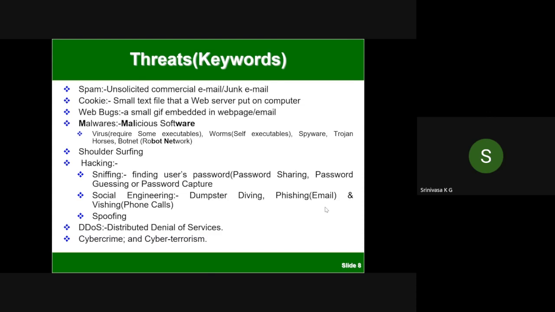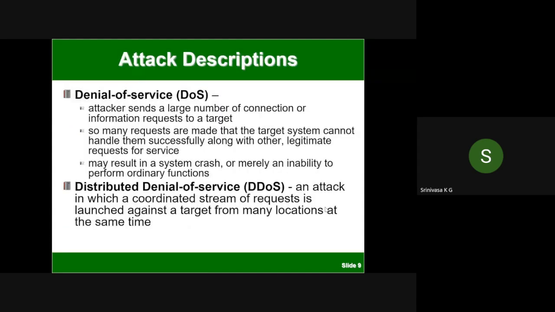Malwares. It is nothing but malicious software. It can be a virus, which requires some executables, worms, like self executables, spyware, Trojan horses, then botnets, that is robot networks. Then you also have some shoulder surfing, okay, and hacking like sniffing, that is finding users' passwords, password sharing, password guessing or password capture. Then social engineering like dumpster diving, like phishing emails and vishing, that is phone calls. Then spoofing, these are all the examples of hacking. Then you also have distributed denial of service, then cybercrime and cybersecurity. So let us understand what exactly these things mean in a very elaborate way.